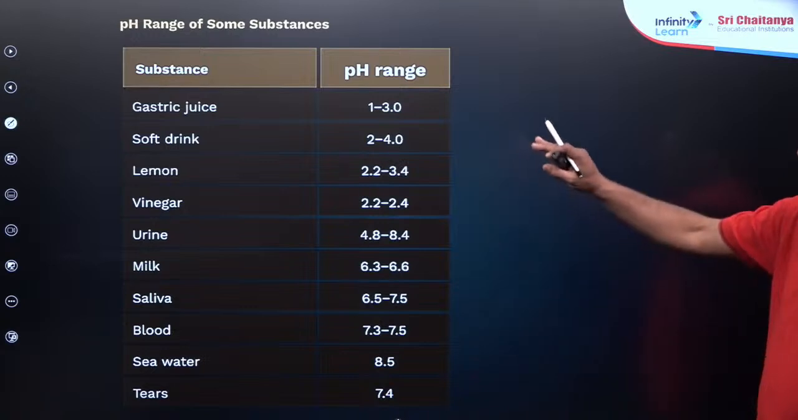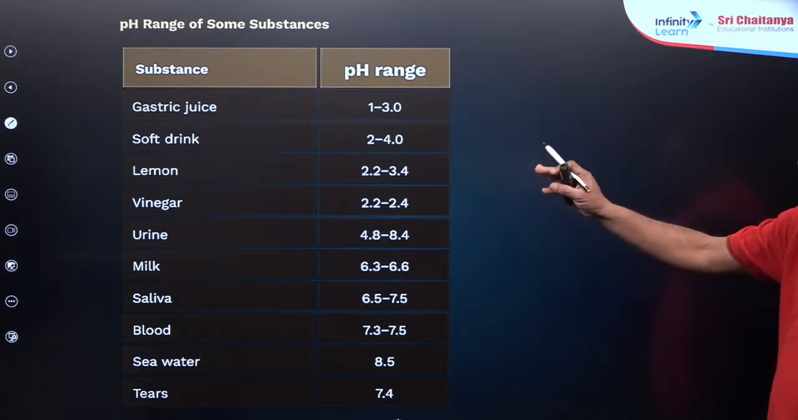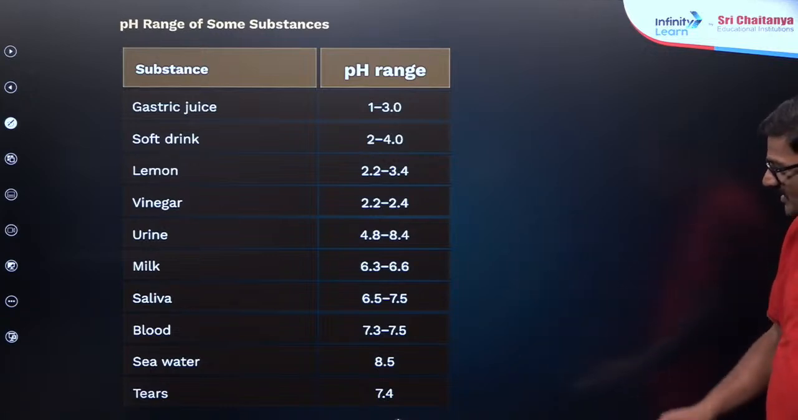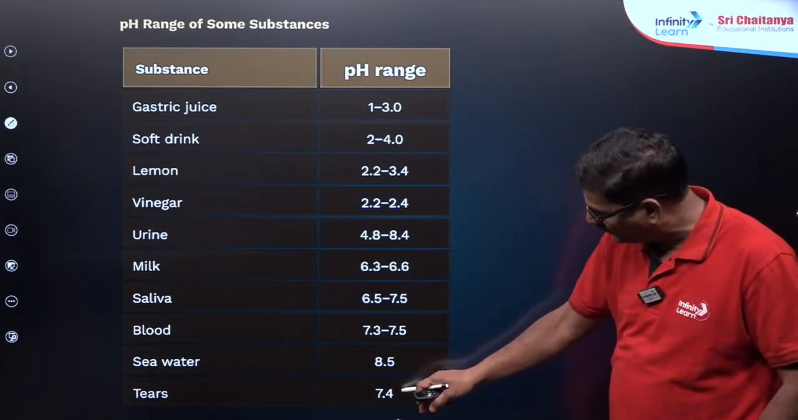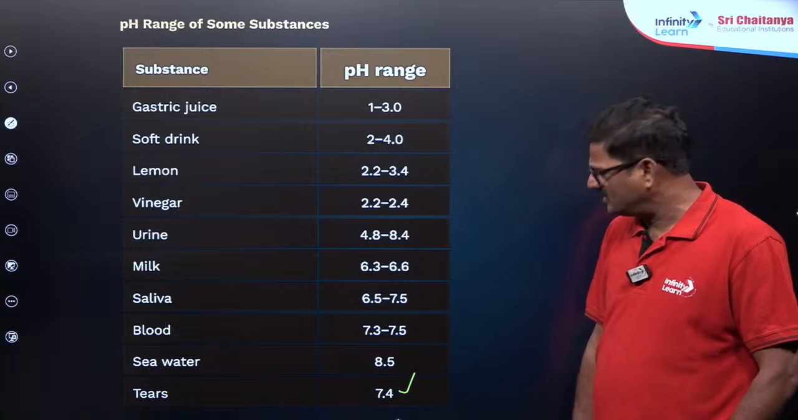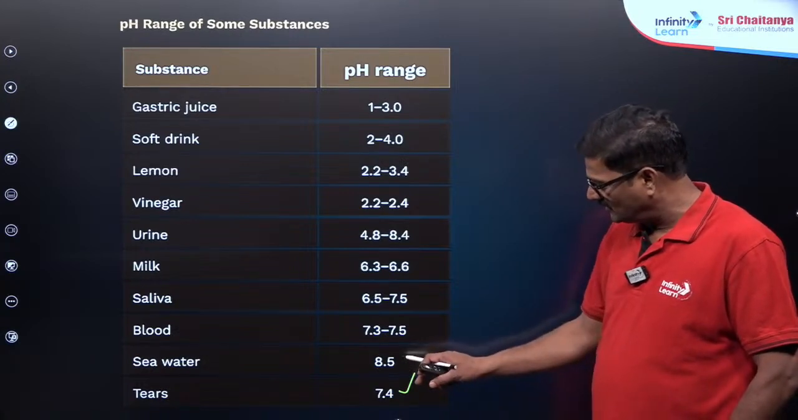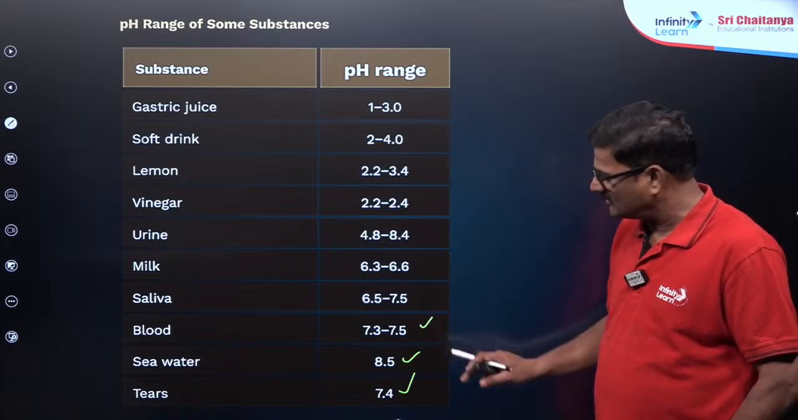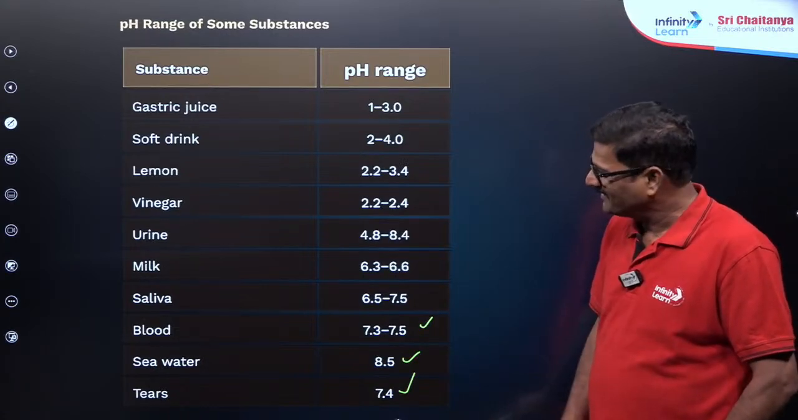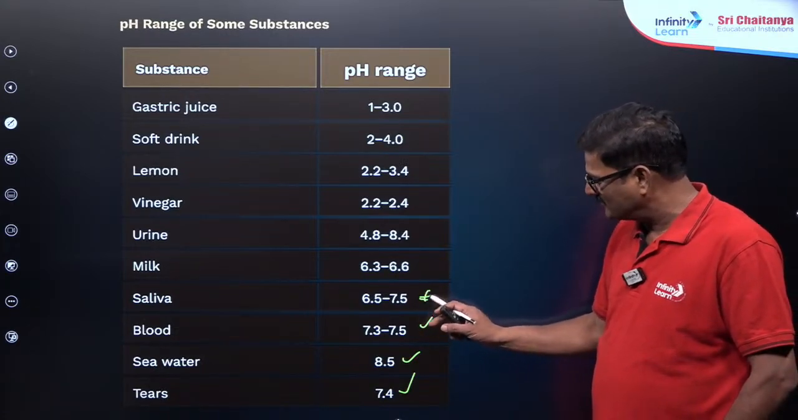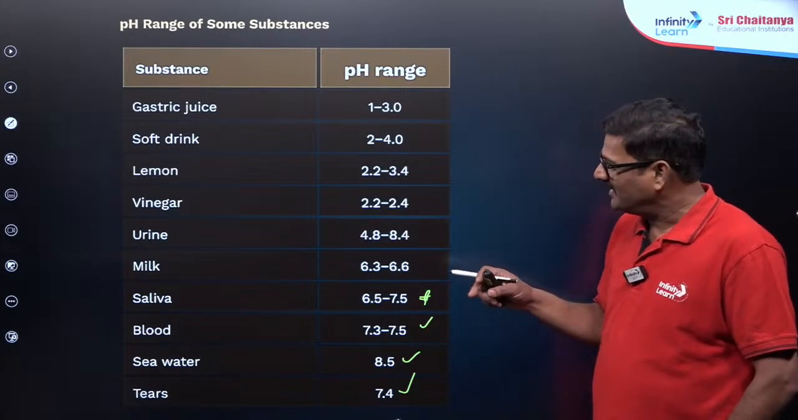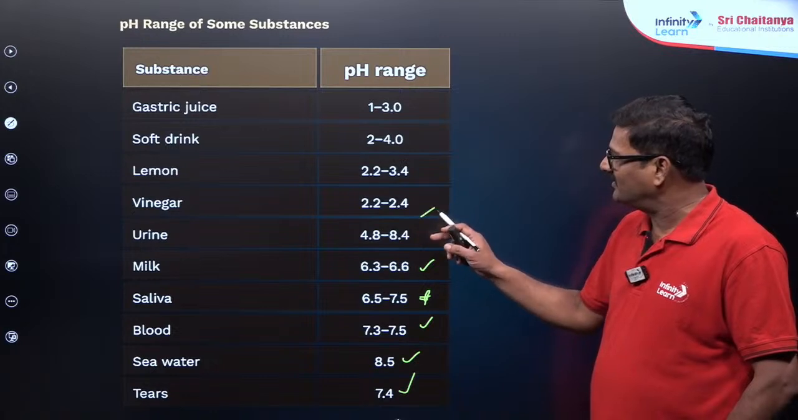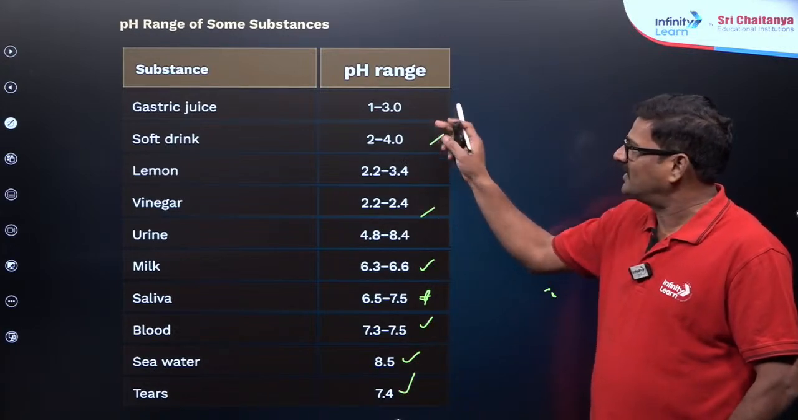Now, these are all the general things: soft drink, lemon, vinegar, urine, milk, saliva, blood, seawater, tears. Tears 7.4. Rona mat beta. Okay, seawater, don't taste it. Okay, blood, so it is not our food. Saliva, it is there always in the mouth. Milk, it could be any milk. And vinegar and lemon, soft drink, gastric juice.